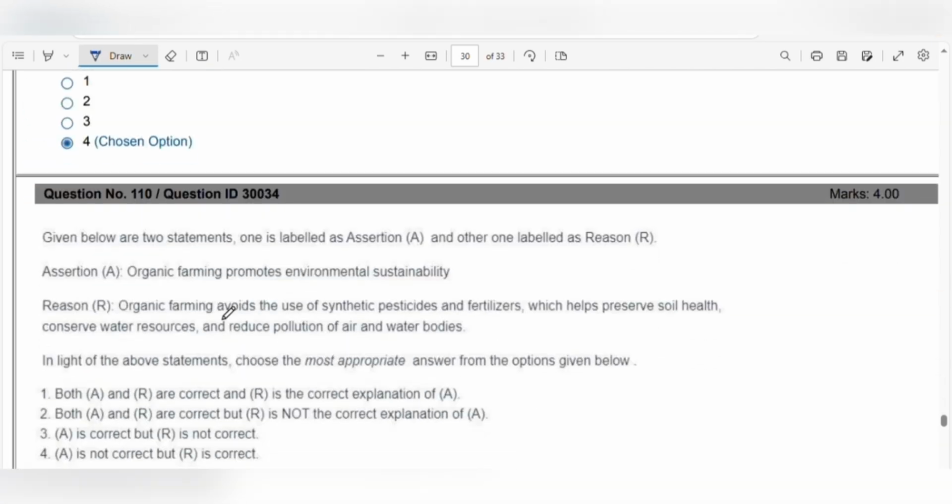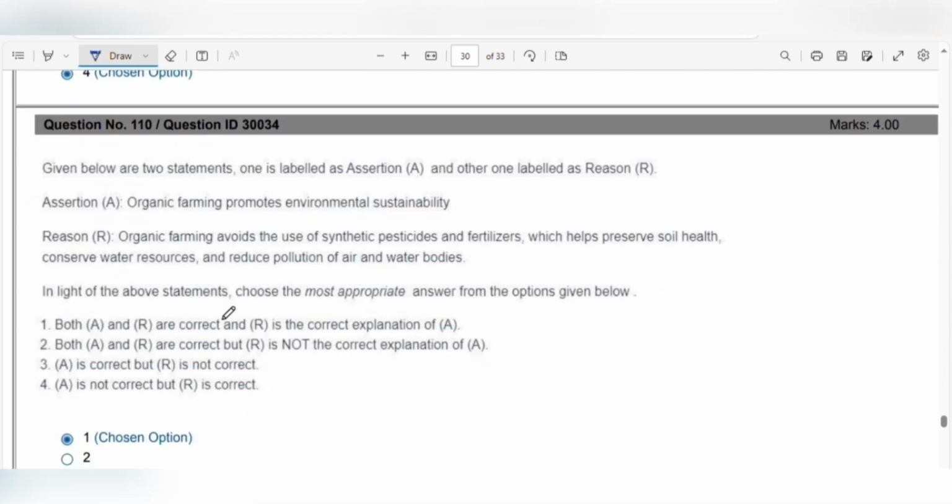Moving on. So given below are two statements, and we have to do the assertion reasoning. All right. Organic farming promotes environmental sustainability. Perfectly correct statement. And why does it do so? Because organic farming avoids the use of synthetic pesticides and fertilizers, which helps preserve soil health, conserve water resources, and reduce pollution of air and water bodies. This is a perfectly correct statement, and this statement is the correct explanation of the first statement. So the correct answer will be option 1. All right.